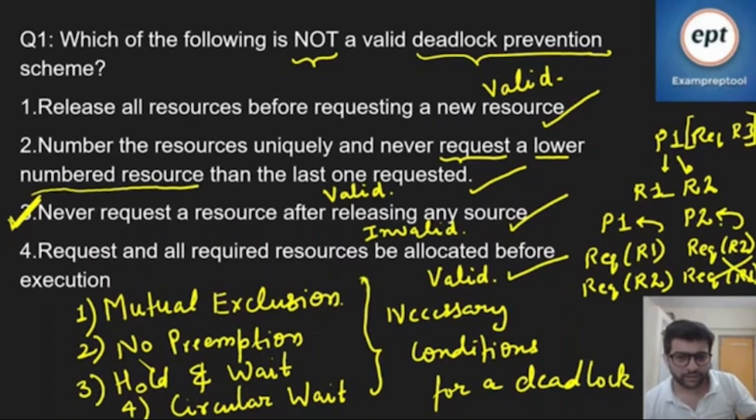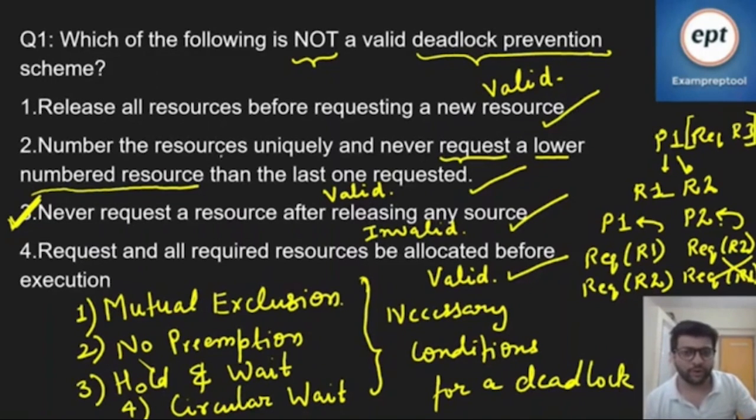So let me revise again. We know that there are four different necessary conditions for a deadlock. First is mutual exclusion. Second is no preemption. Third is hold and wait. And fourth is circular wait. The first option was wrong because it did not satisfy the condition hold and wait. Hence, it was a valid deadlock prevention scheme.